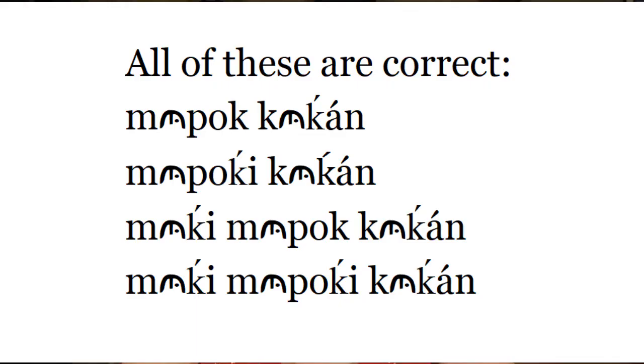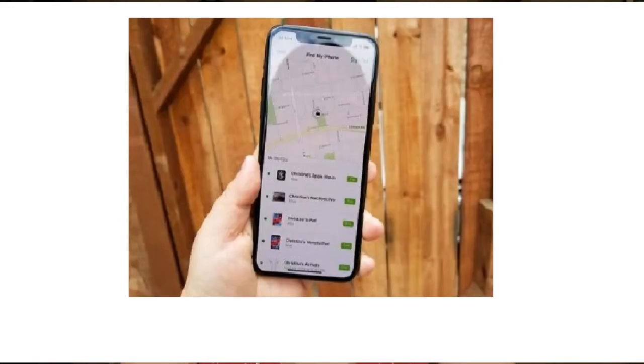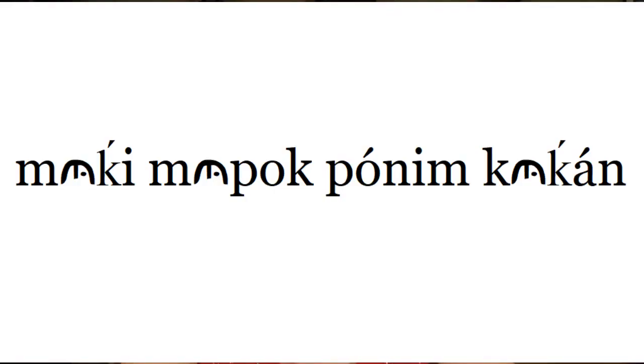Muki mapok kakan, it's his daughter's. Or you could just say mapok kakan. Muki mapok ponen kakan, it's his daughter's phone. Repeat. Muki mapok ponen kakan. Or just mapok ponin kakan.